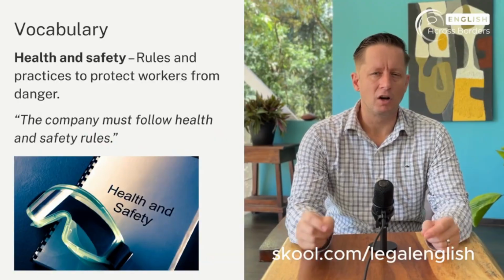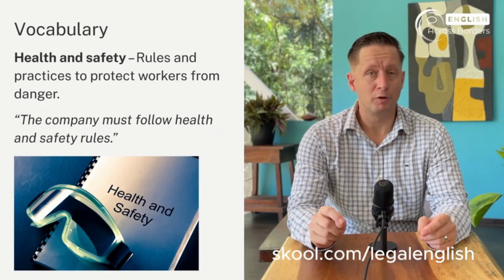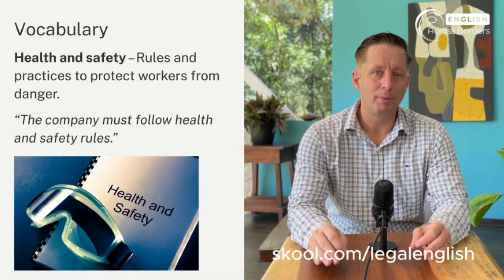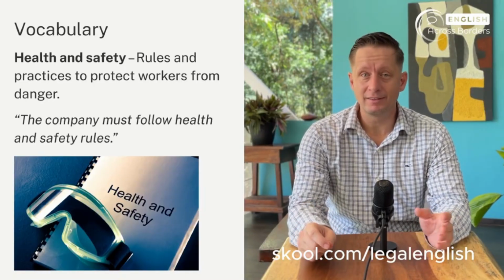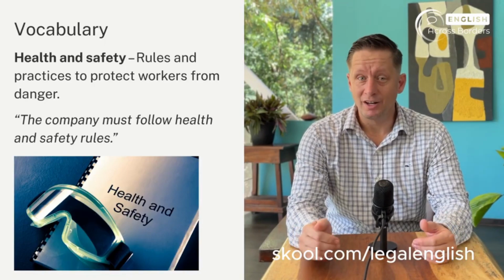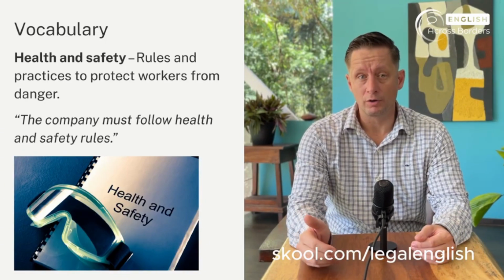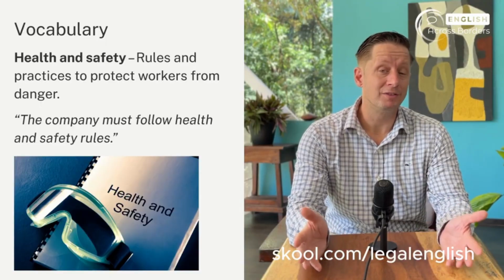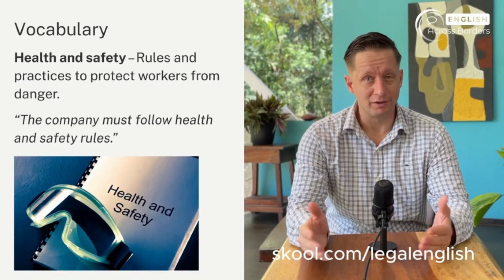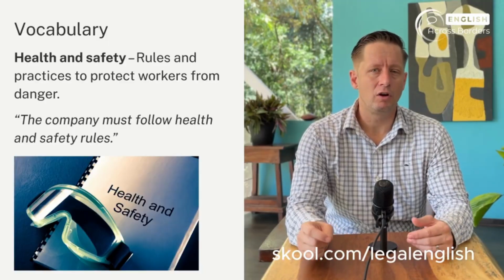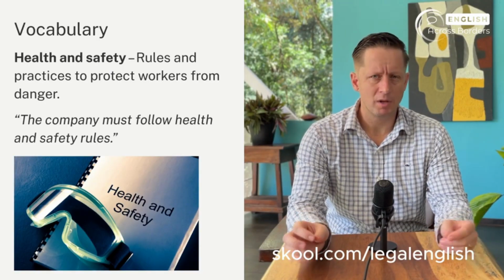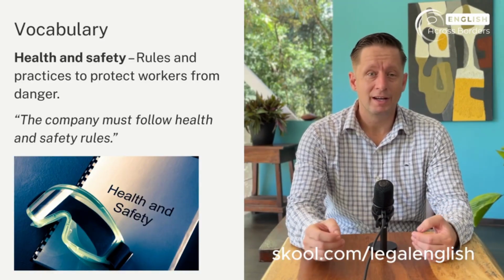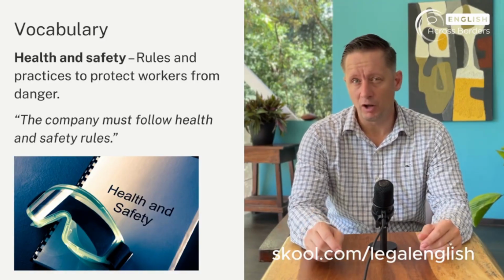Health and safety are rules that protect workers from accidents and illness at work. For example, the company must follow health and safety rules. Imagine on a construction site, workers wear helmets and gloves. In an office, workers have safe chairs and computers that do not hurt their eyes. These are all part of health and safety. The law usually requires employers to protect workers, and workers also have to follow the rules.